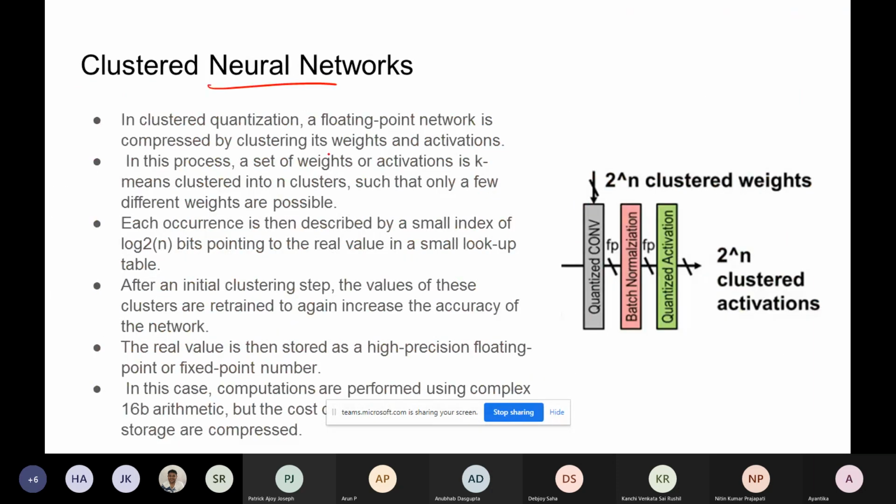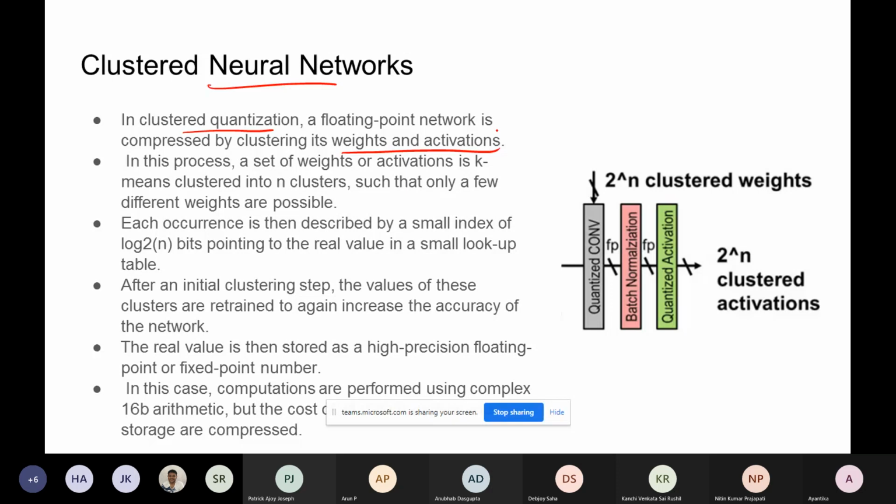So yeah, what we do in clustered computation, as the name suggests, clustered quantization means a floating point network is compressed by clustering its weights and activations. It may happen that you are not changing the values from floating point to integer, or that you are rounding the floating point values off to the nearest integer. That is also possible. But whatever the case, you are clustering or grouping those weights and taking the benefits of weight sharing.